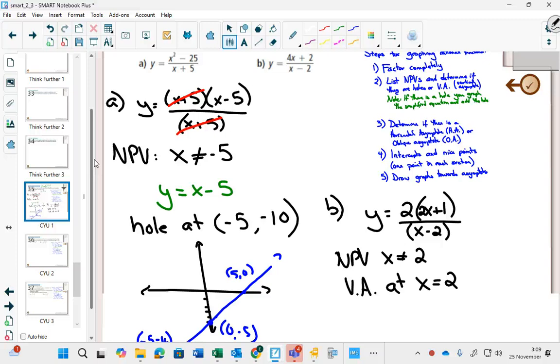Okay. So now this time, we have to go to step 3. We have to determine if there's going to be a horizontal asymptote or an oblique asymptote. You notice this is group 2. Degree is the same on the top and the bottom. When the degree was the same on the top and the bottom, was it a horizontal asymptote or oblique asymptote? Horizontal asymptote. Do you remember how to find it?